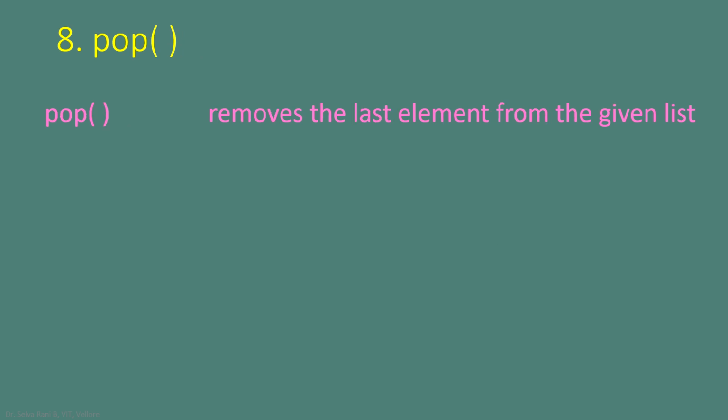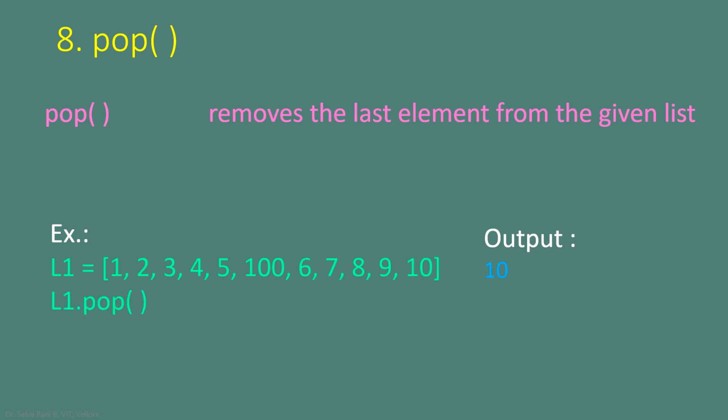Next method is pop. Pop removes the last element from the given list. Now the list L1 is having these elements. If we use pop method with L1, the last element from L1 will be removed and it will be displayed on the screen. Now, if we print L1, L1 is going to have the elements except 10.